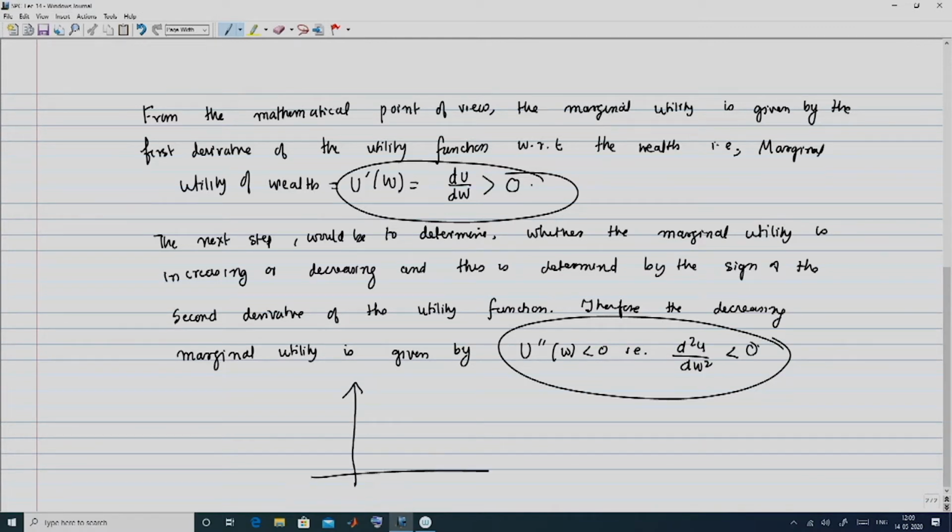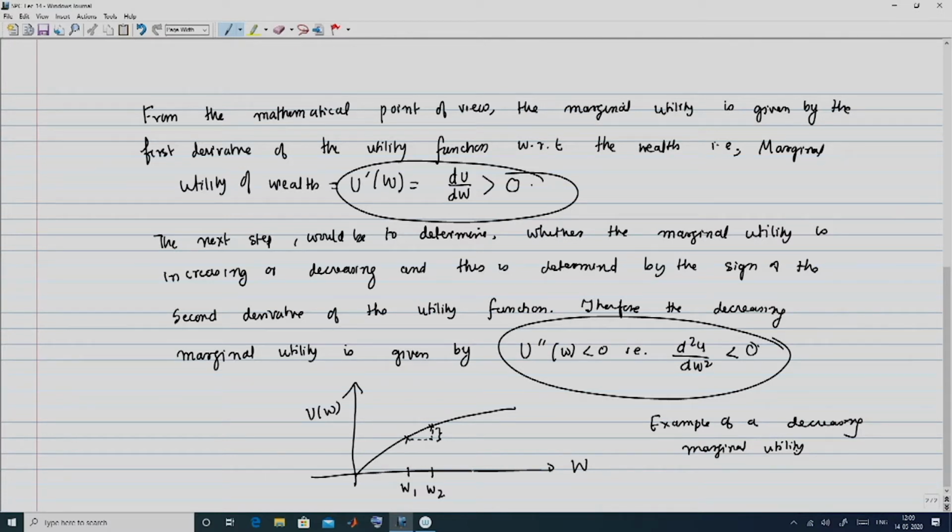So, graphically it will look like this. Accordingly, what you will have is something like this. So, this is an example of a decreasing marginal utility. The interpretation of this is that suppose your wealth level changes from W1 to W2, then the change in the utility will be given by this.